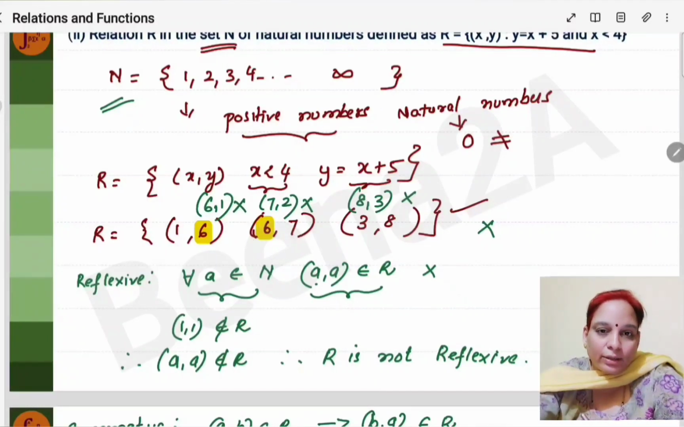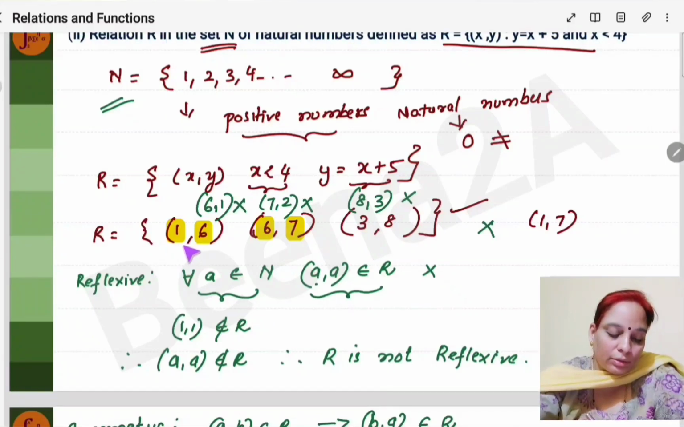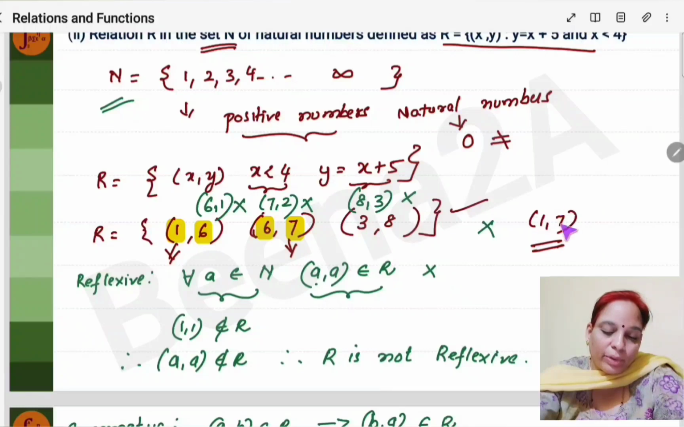Now I can validate, because (1, 6) is there and (6, 7) is there. Now based on transitive, what should I have? I should have (1, 7). Since I have (1, 6) and (6, 7), I should have (1, 7). That is the first element and the fourth element should be there in the ordered pair. But (1, 7) is not there. So in this case I would call it not transitive. I hope this difference is clear.